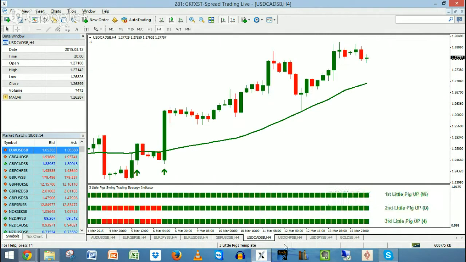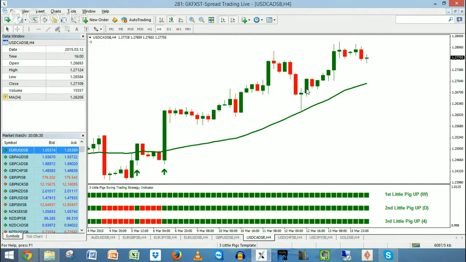Onto USD CAD. We're only up about 100 pips or so here, but nonetheless, we're still seeing some profits here in March on USD CAD. So we're positioned again on the correct side of the market, and we just trail the stop where this one goes.